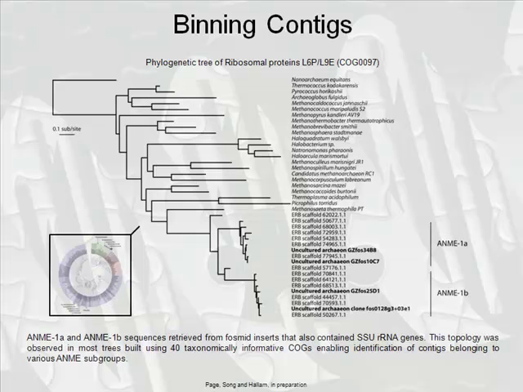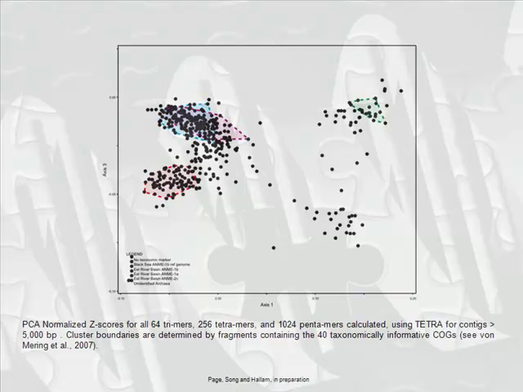If we do this iteratively for all 40 of these markers, plus any others that we can identify, we start to build up a repository of very highly probable sequences that originate from a given source. So here's an example where we do this again. Okay, now what we're doing is we're determining these cluster boundaries based on those 40 independent taxonomically informative genes.